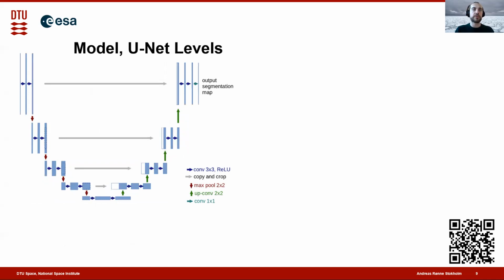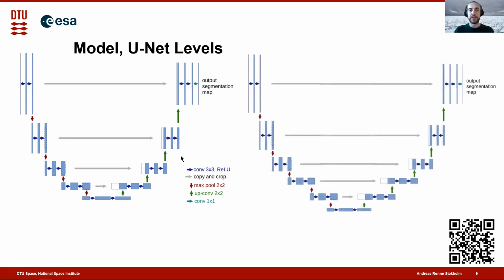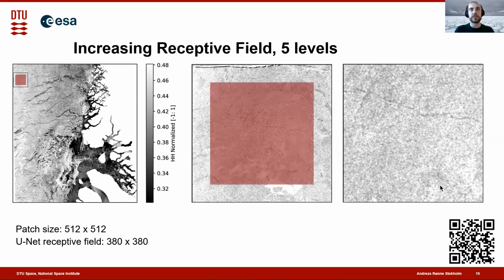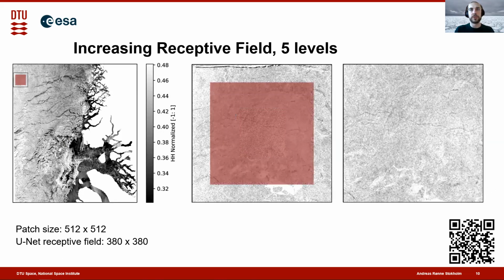Furthermore, we increase the receptive field of the model by adding additional levels. We define a level as a combined encoder block, skip connection, and decoder block. So this is a standard U-Net of 4 levels, where this is then a 5-level U-Net where we've added an additional level here. With 5 levels, the U-Net has a receptive field of 380 pixels. And we can now see that the model is clearly able to see much more detail in the image.